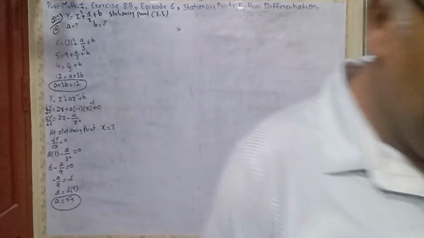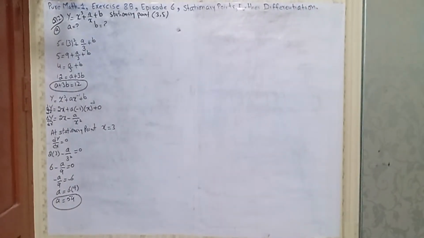So at the stationary point, dy by dx will be 0, and the stationary point is at x equals 3. So what we did is in dy by dx, I put that equal to 0, and in place of x I substituted 3. From there, I got the value of a. The value of a is 54. Now I can find the value of b.